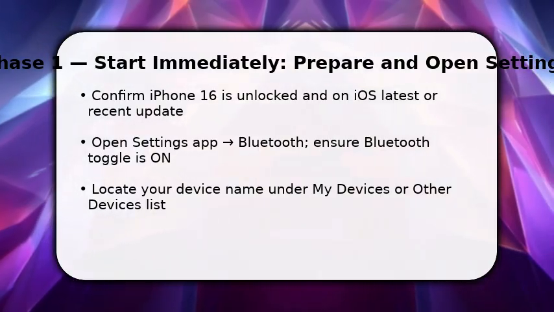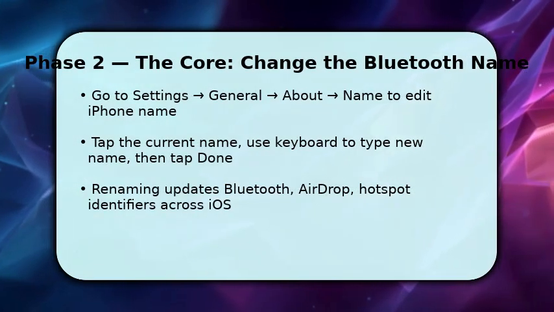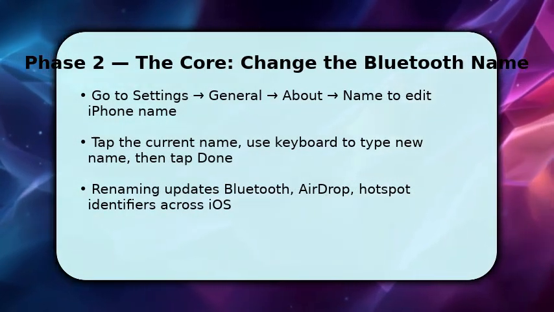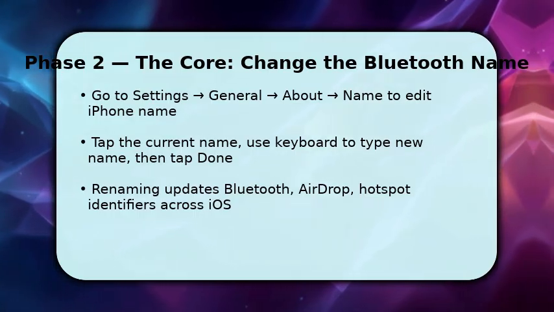You now perform the actual rename. Go to Settings, then General, then About, and tap Name. Use the keyboard to enter the new Bluetooth visible name. Be concise so it displays cleanly on other devices.